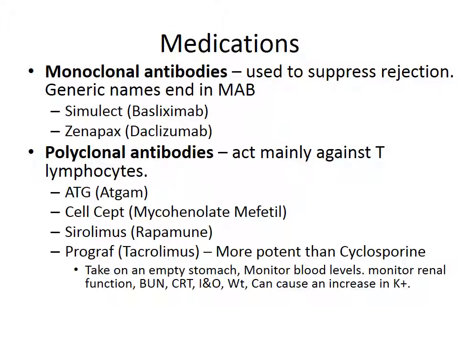Other medications used are monoclonal antibodies. Those are used to suppress the rejection, and their generic names end in -mab. Basiliximab and daclizumab are two that are used.